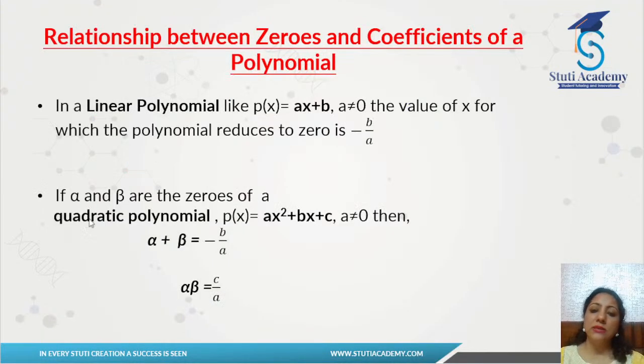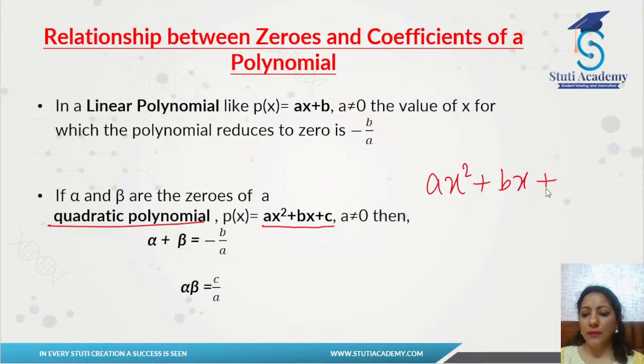Also, we had discussed yesterday the relationship between the zeros and the coefficients of the polynomial. Specifically, we had discussed it for the quadratic polynomial. For a quadratic polynomial, the standard form is given by ax square plus bx plus c. It's a quadratic polynomial, so the degree is 2. So in this case, we have 2 zeros of this polynomial. Let us name the zeros as alpha and beta.